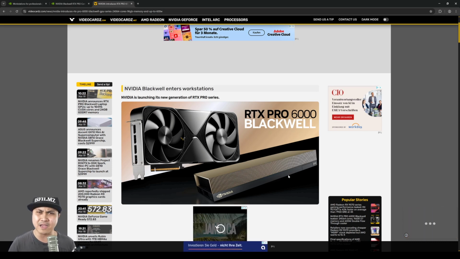This looks like it's going to come in PC laptops as well, just like the A6000. I'm drooling for this, man. This is like the best graphics card for Unreal Engine 5 in NVIDIA Omniverse.